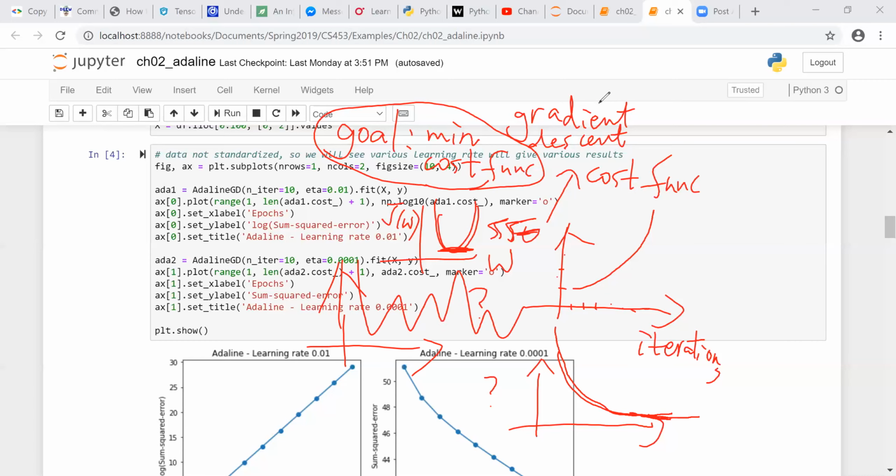Is it good, this kind of case? It sways back and forth, back and forth. Is that good? That's also not good, is it? Only this case tells us it converges. As you remember previously on that slide, we said converges. That means you are getting close to the minimum cost, okay?